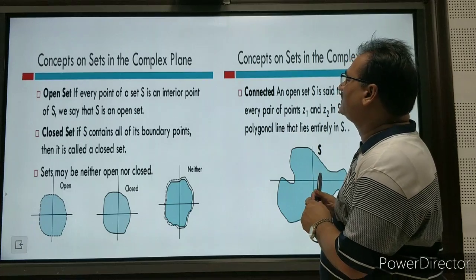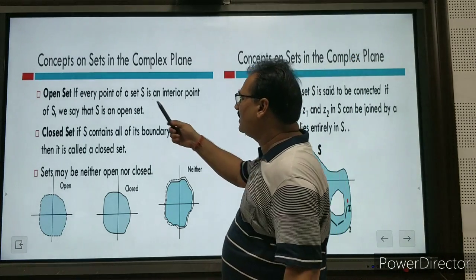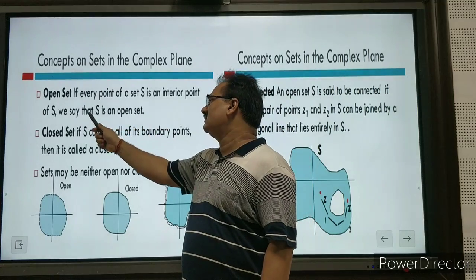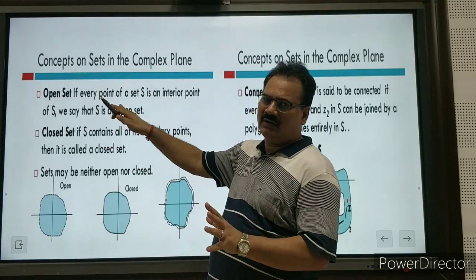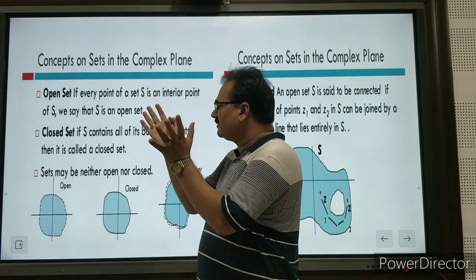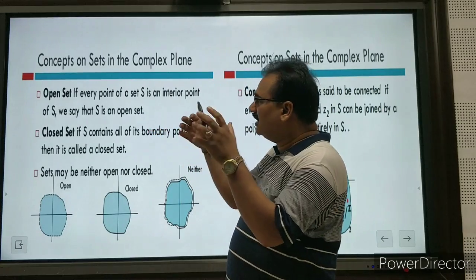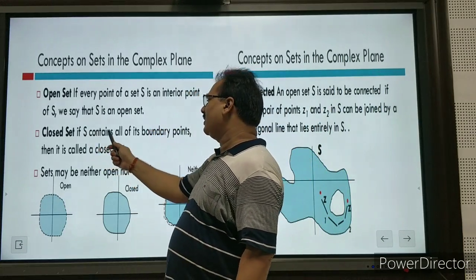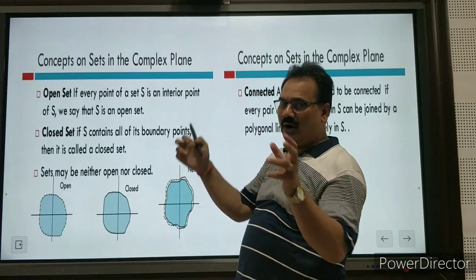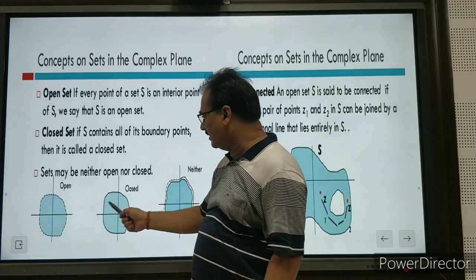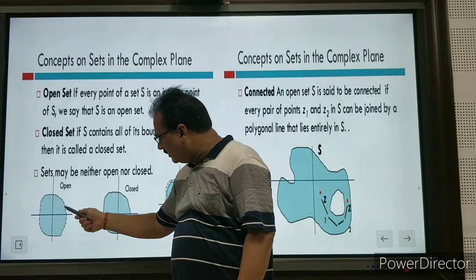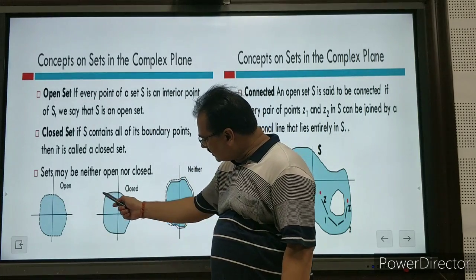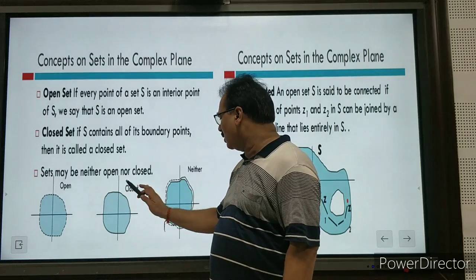What is the concept of sets in the complex plane? The open set: if every point of a set S is an interior point of S, then we say that S is an open set. What is a closed set? If S contains all of its boundary points, as is very clear here, then it is closed. Every point inside is called open. Every point, including the circumference points, is called closed.